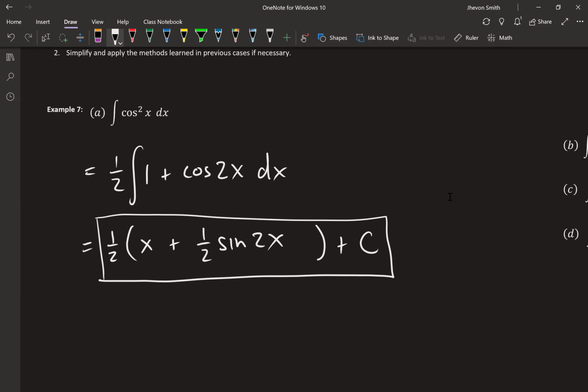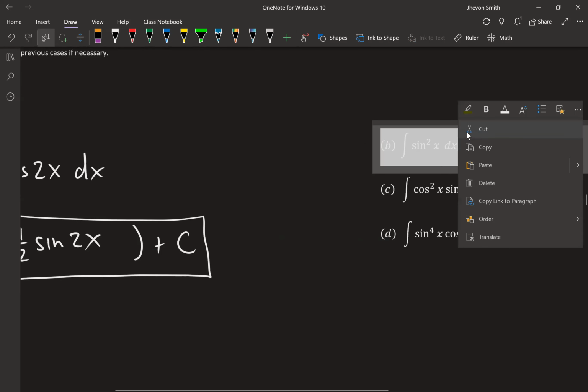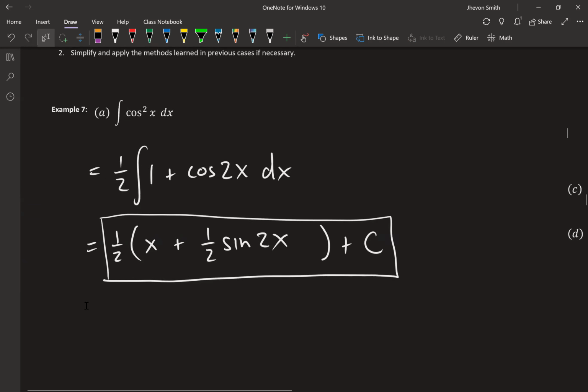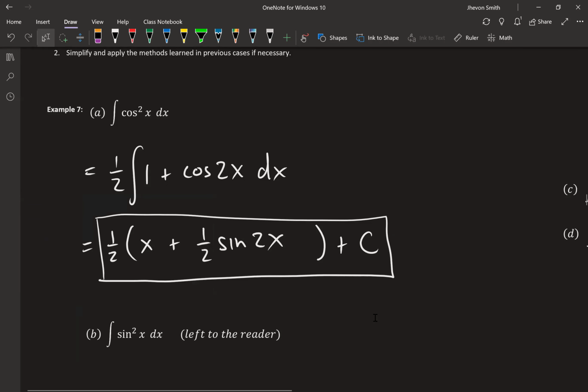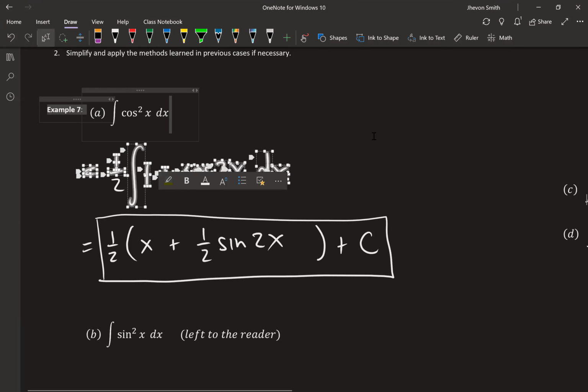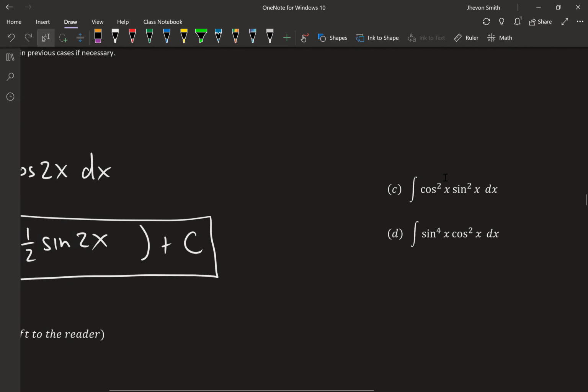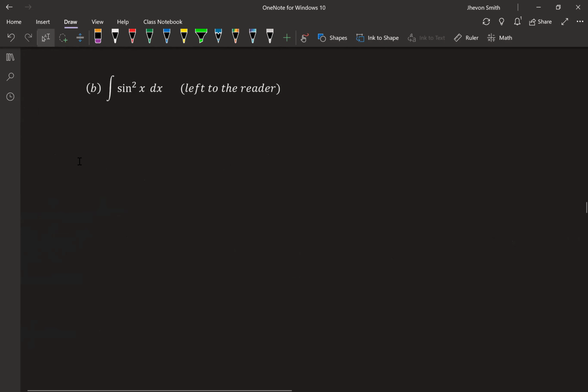And in fact, our second example is very similar. So it's left to the reader. Right? But it's very similar to this one. It's just literally going to be a change in sign. The middle sign is going to be different. So let's move on to C.